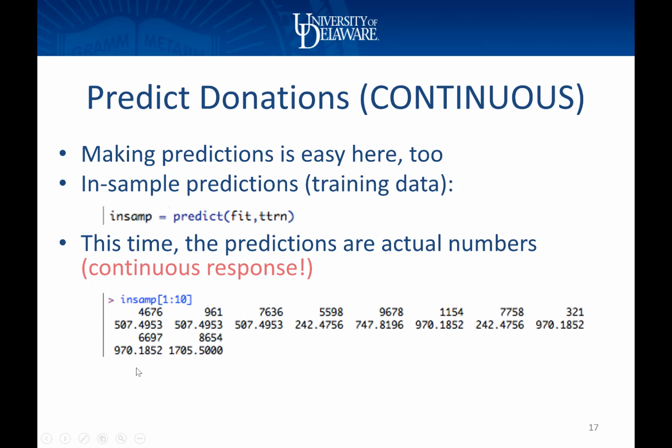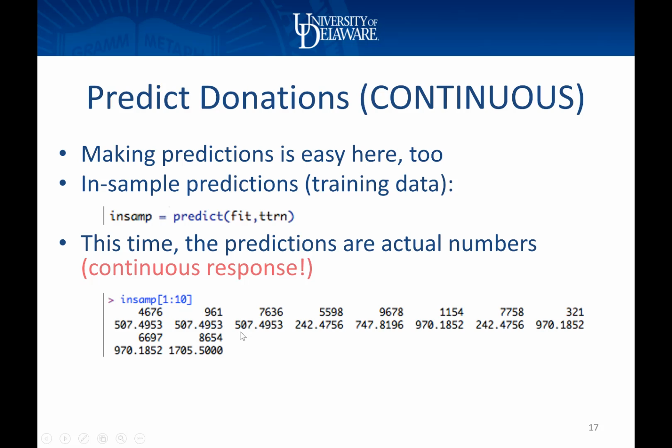So you can see for the first observation in that data set, we're still using the same observations for the training data. The first one is prediction $507.50. And the second one has the same prediction and the third one has the same. So for the first three, we're predicting the same outcome.